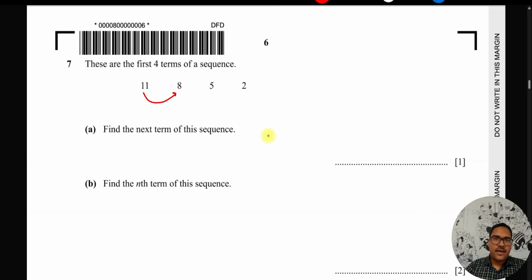You can see here, if I add negative 3, that is, if you take the difference of these two terms, this is negative 3. This is the common difference of the terms. This is constant, so this is a linear sequence. So what is the next term? If I add minus 3, this will become 2 minus 3, which is equal to negative 1. So what is the next term of the sequence? This is minus 1. Correct.